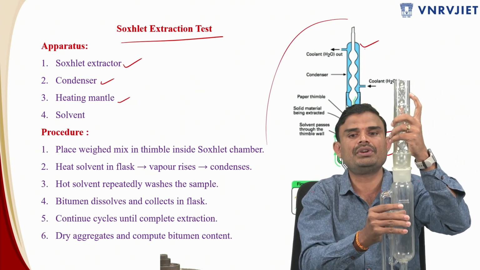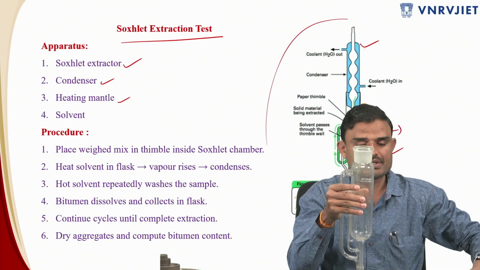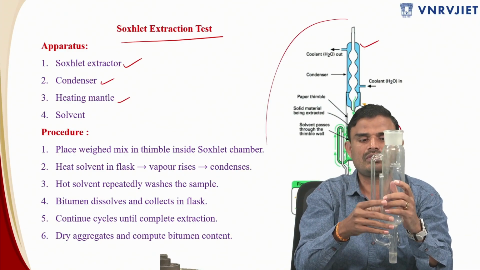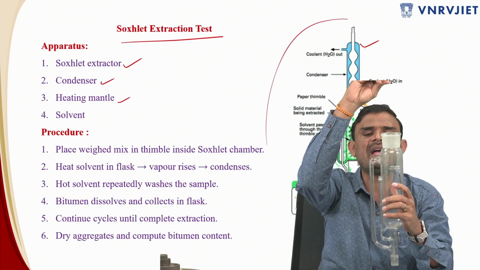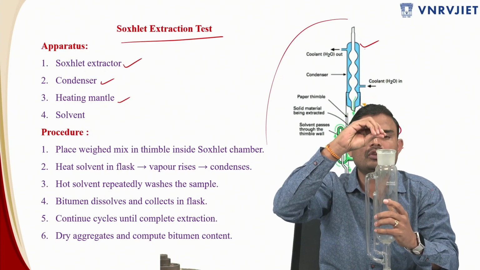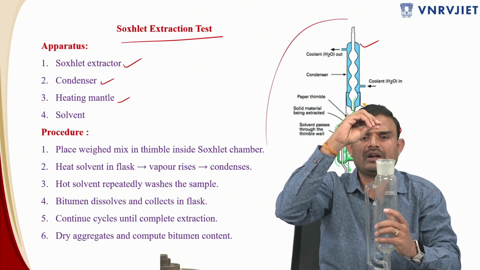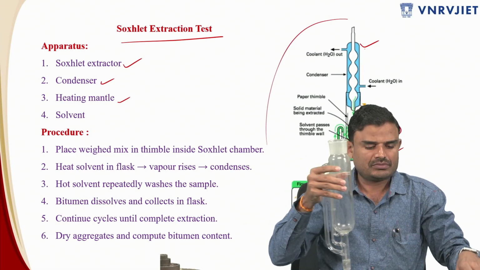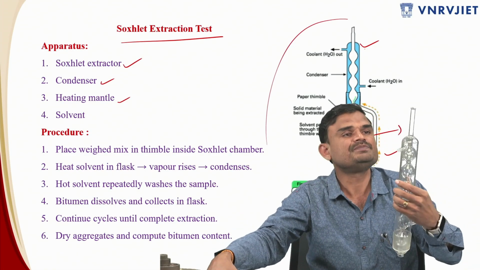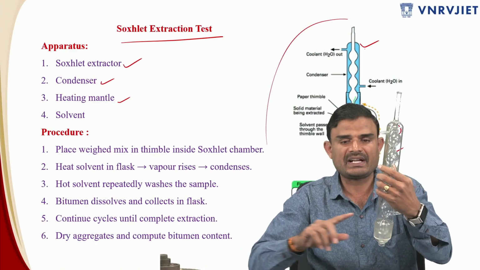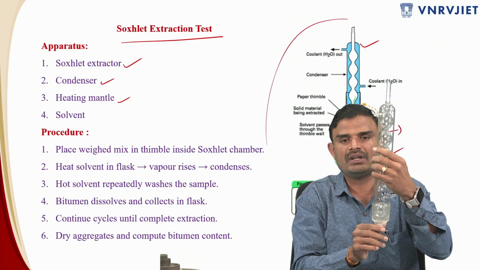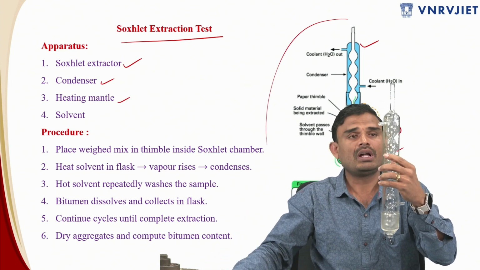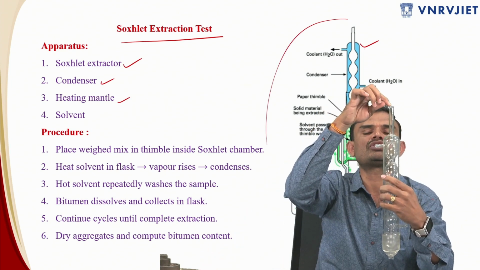After that you need to connect this to the condenser, the condensing unit over here. I'll show one by one. This is the Soxhlet tube where you will place the mixture, and then you will be adding solvent from the top of this. I'll show the condensing unit over here. The bottom of this condensing unit will be connected to the top of this Soxhlet tube, and then you'll initially add the solvent over here.